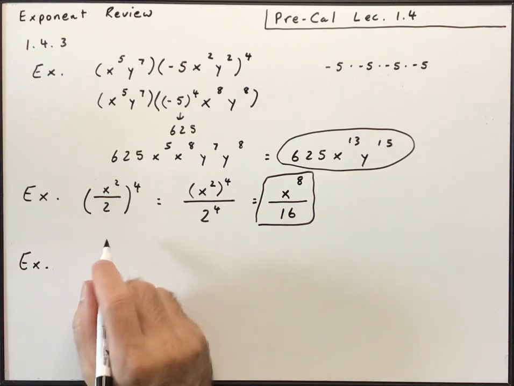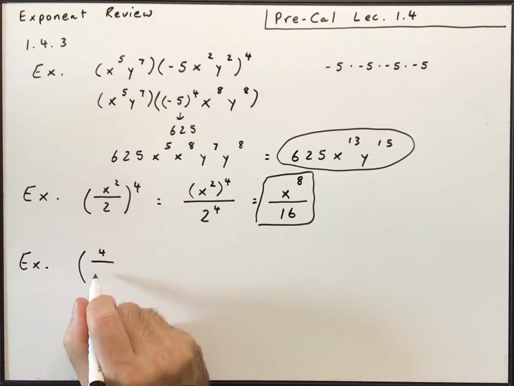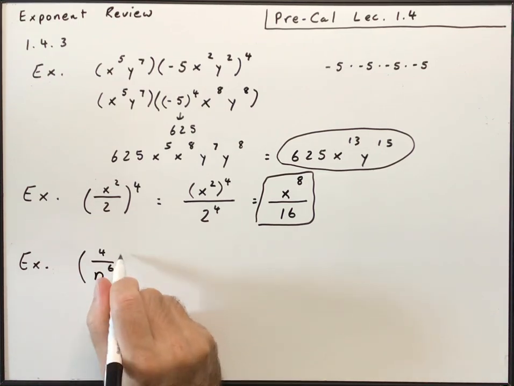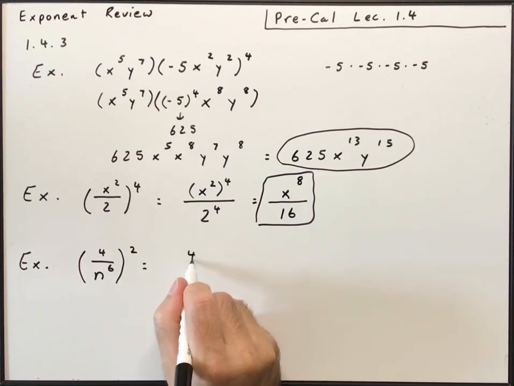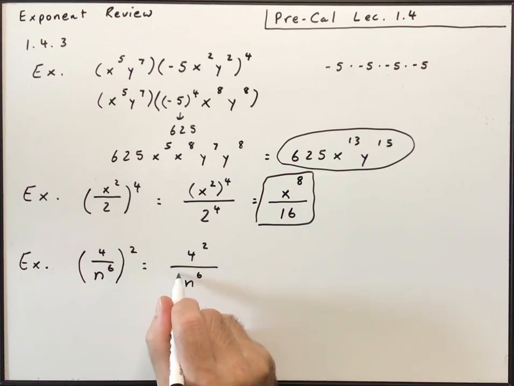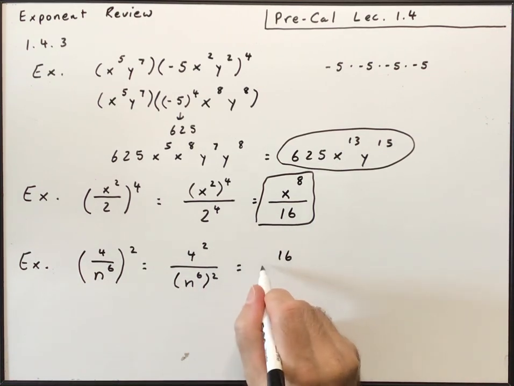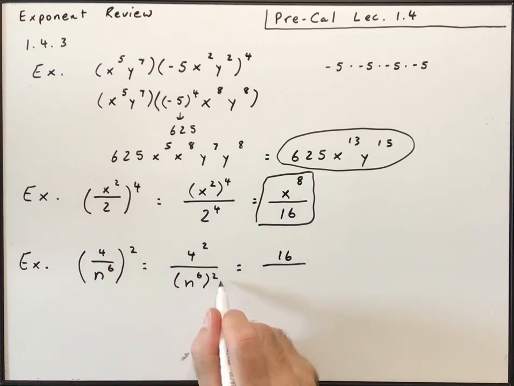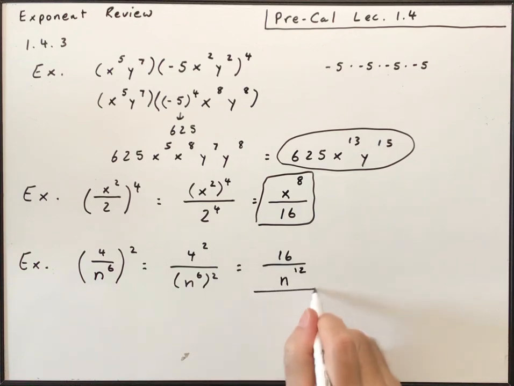All right, let's say we have 4 over n to the 6th all squared. That's going to be 4 squared over n to the 6th squared. 4 squared is 16. N to the 6th squared would be 6 times 2, n to the 12th.